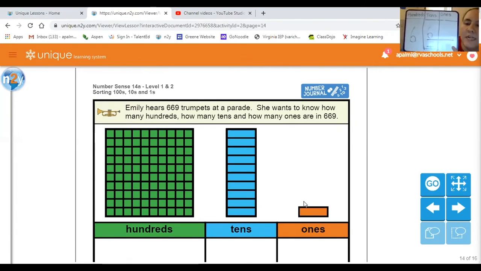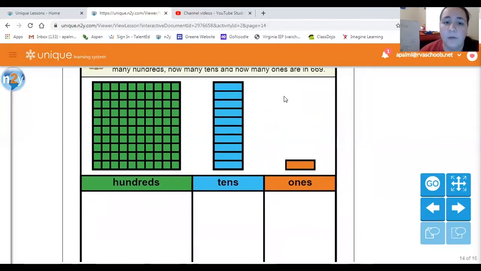669. I hear the word 9, and I know the last number that I hear always goes in the ones place, so I'm going to put my 9. 669. Beautiful job. All right. We are going to see how many place value blocks I need to move down.